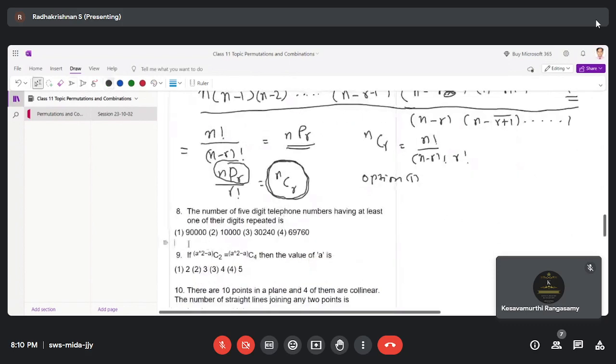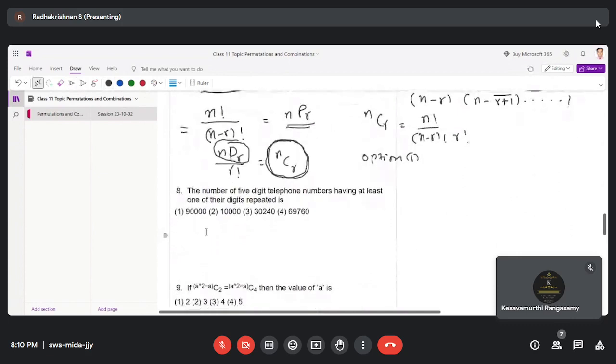This problem is fairly straightforward. I think you all should be able to get it. The number of 5-digit telephone numbers. So 5-digit number, don't assume that the first digit has to be 1. We can go from 0, up to the maximum 5-digit number. So even 0, you count all the numbers.